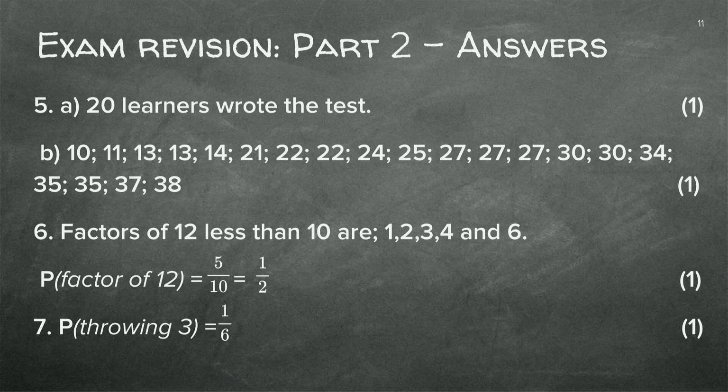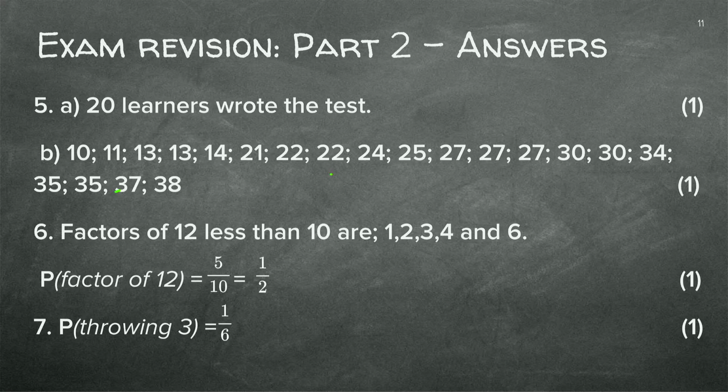20 learners wrote the test and the marks varied from 10, 11, 13. I'll read it and you can check yours. 10, 11, 13, 13, 14, 21, 22, 22, 24, 25, 27, 27, 27, 30, 30, 34, 35, 35, and then 37 and 38. And if you think, oh, I'm not sure how to do this, then you go back to the previous lesson where it is explained properly.